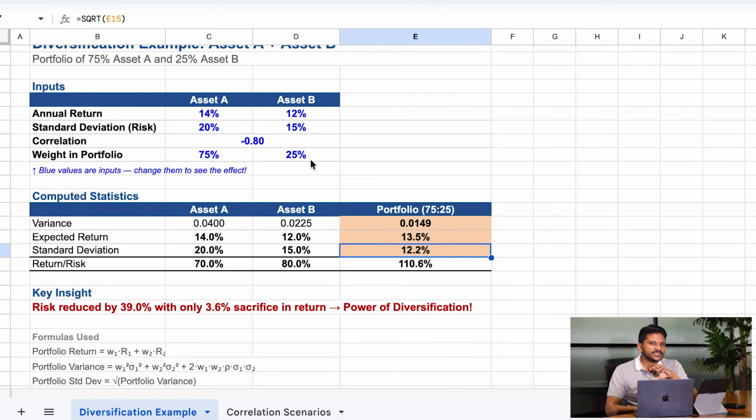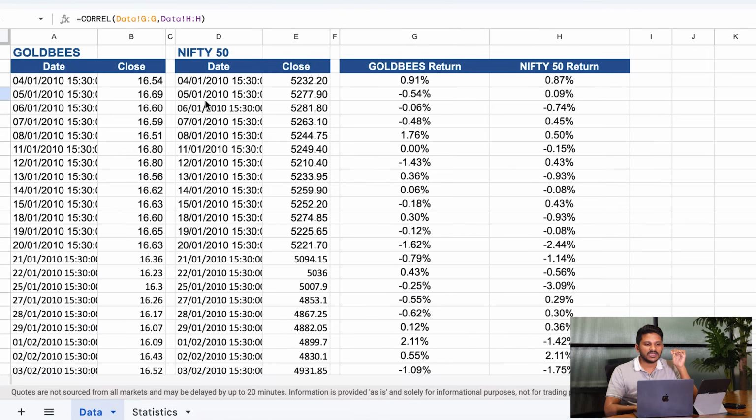And I also want to quickly show you, if you have different assets in your portfolio, let's say you have different stocks, or you have large cap, mid cap and small cap mutual funds in your portfolio, and you also have stocks in your portfolio, how you can, through Google Sheets, very easily measure correlation. So here is such an example. Here I'm trying to get Goldbees data from 2010 to today, and similarly I'm trying to get Nifty 50 data from 2010 till today.